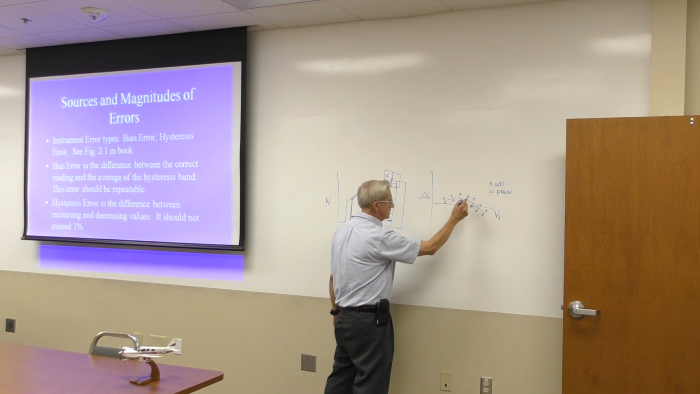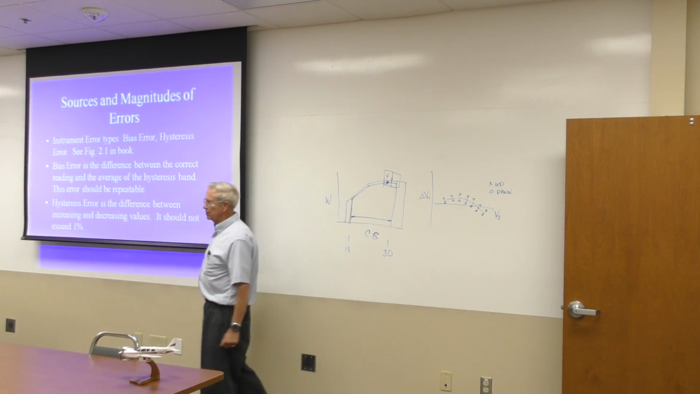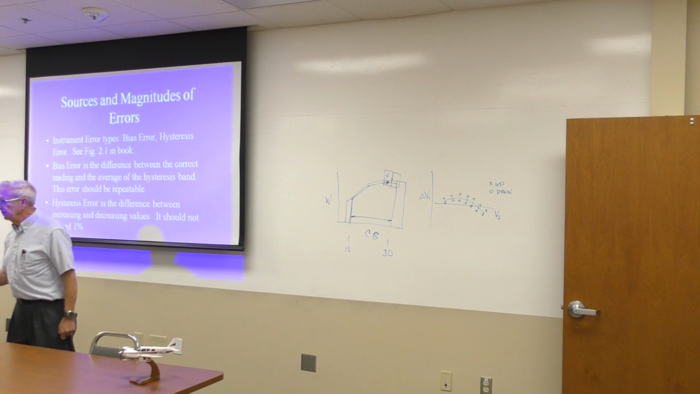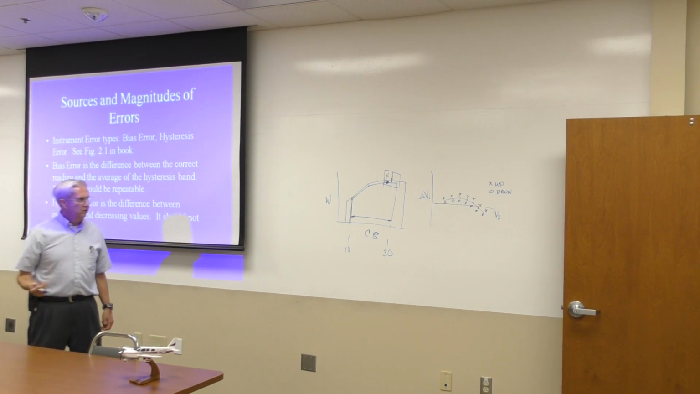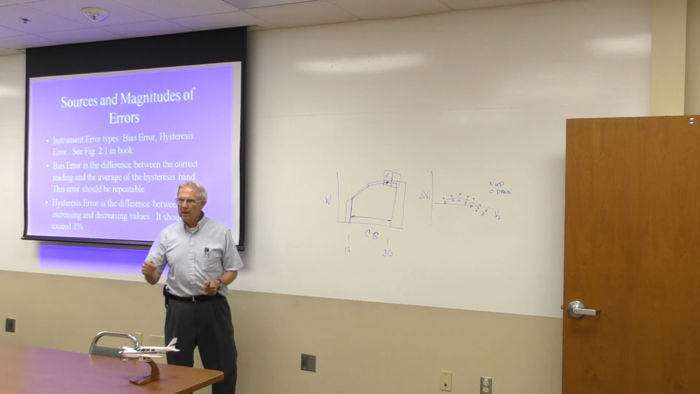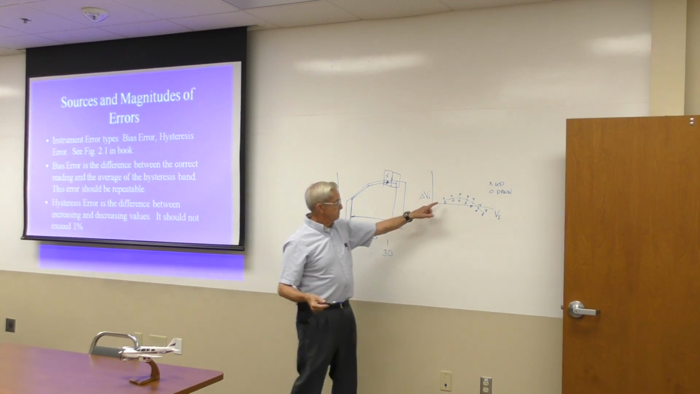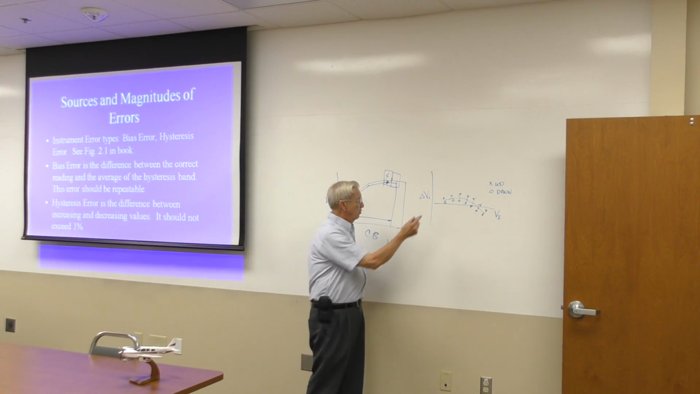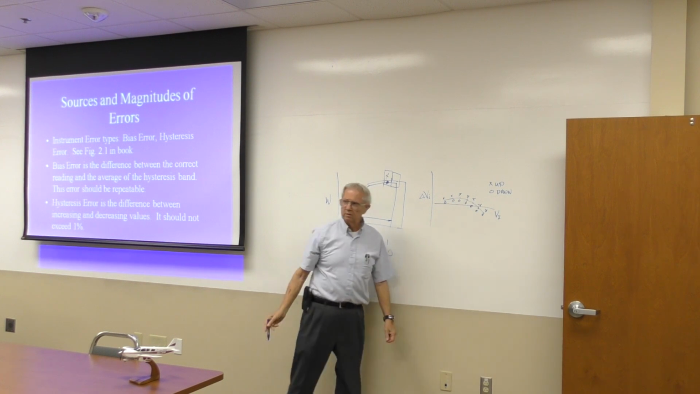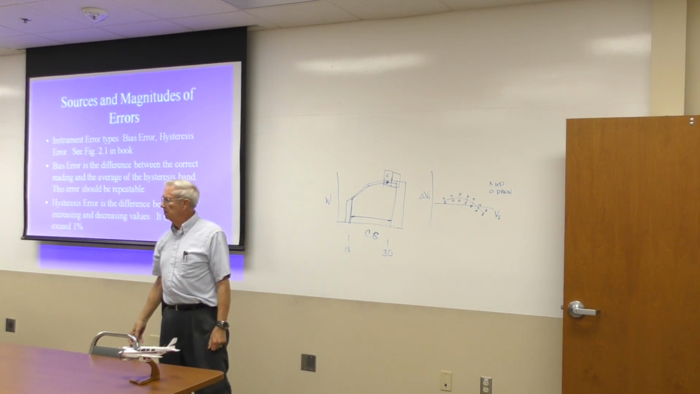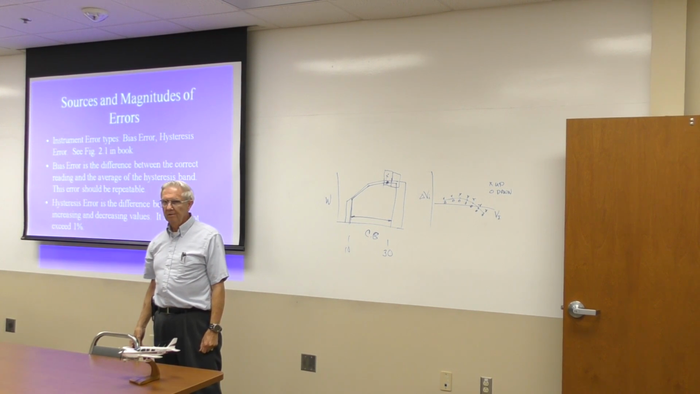The difference between the two is the hysteresis error. Okay, the difference between increasing and decreasing. Now, I'm using this in a flight test. Let's say you were measuring something where you were increasing airspeed. Would you use this center line, or would you use these points? Anybody got any ideas? You want to be as close as you can to the true value.